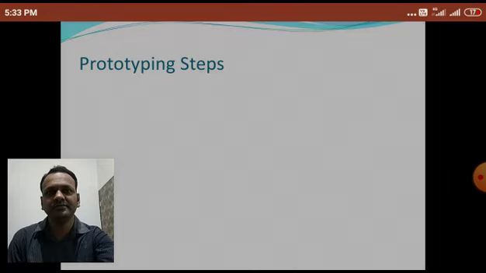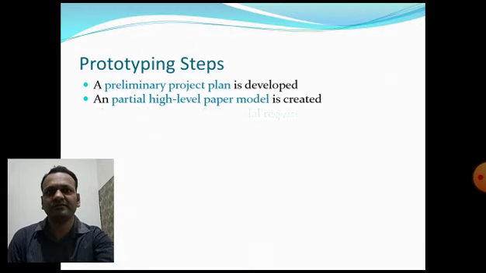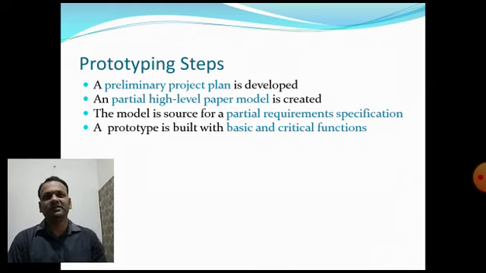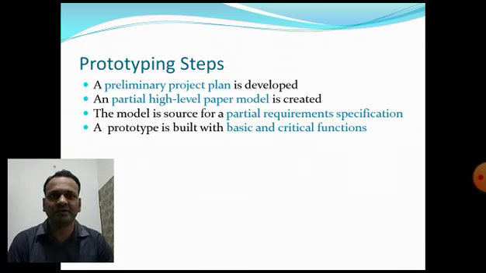In prototyping, a number of steps are available. A preliminary project plan is developed. First of all, we have to develop a plan. A partial high-level paper model is created using pen and paper. The model is a source for a partial requirement specification. A prototype is built with basic and critical functions. Basically, the whole project is not developed in the prototype model.